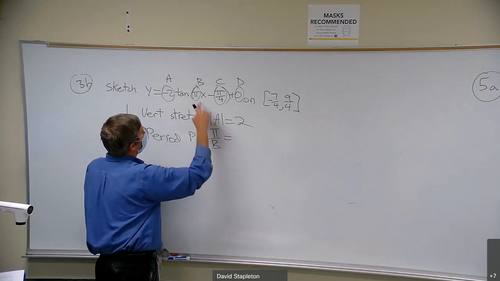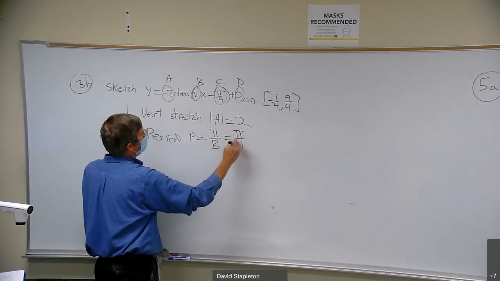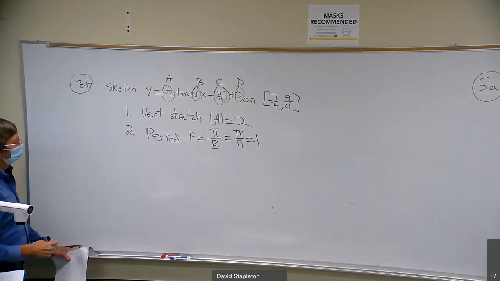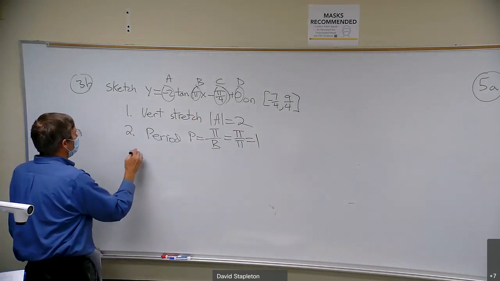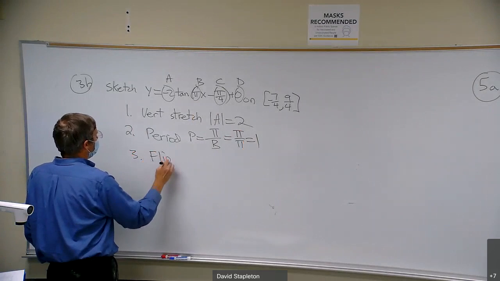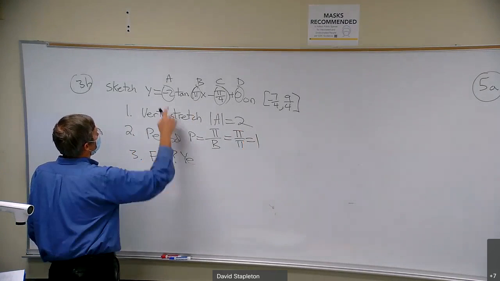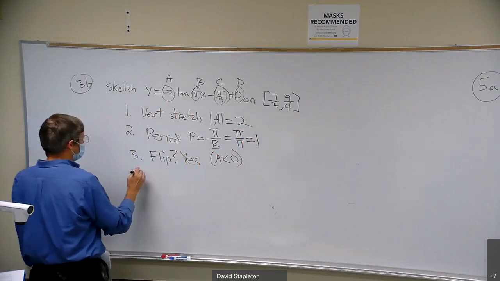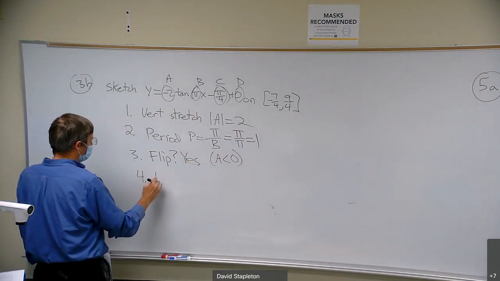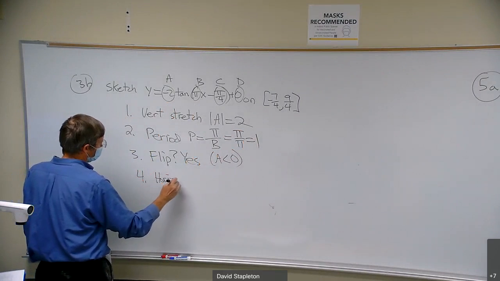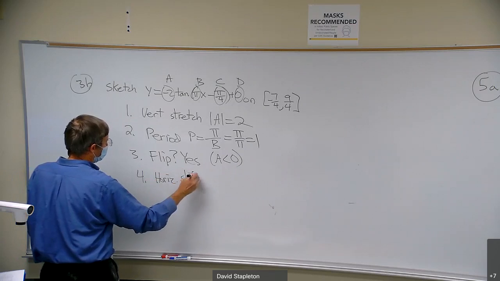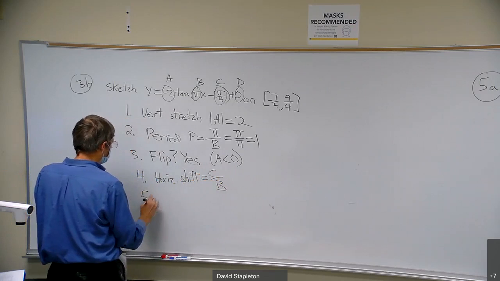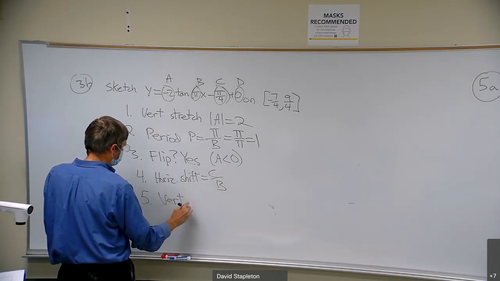Well, this is pi over pi. This function has period 1. It repeats every unit. Then we ask, is there a flip? Yes, because A is negative. Then there's a shift, right? A horizontal shift of C over B, always, and a vertical shift of D. But this works for all 6 trig functions.